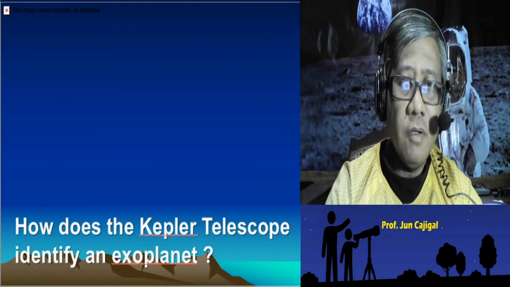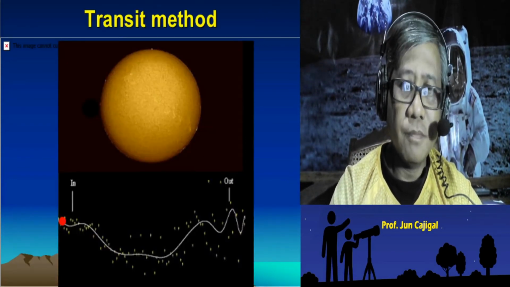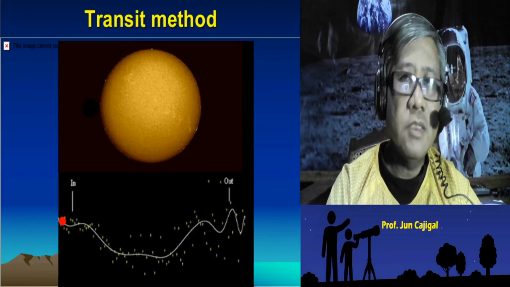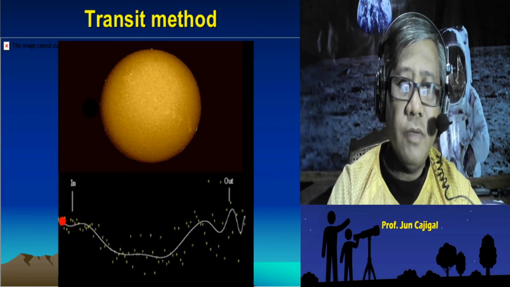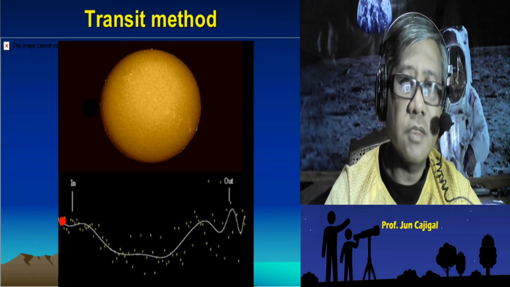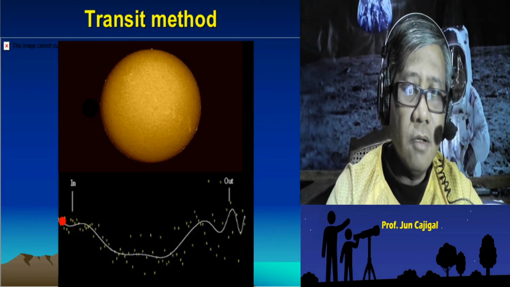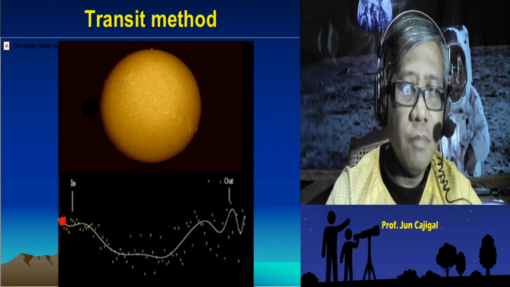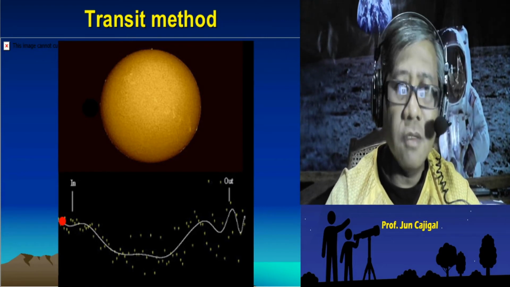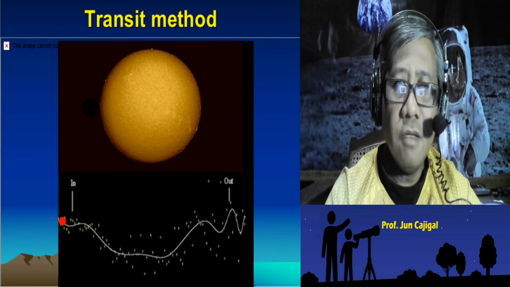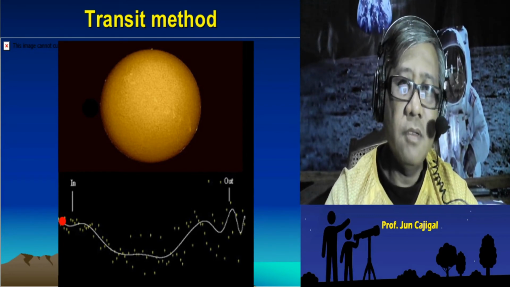How does the Kepler Space Telescope identify an exoplanet? Okay, one method is known as the transit method. Alright, so for example, let's say, ito yung star. Look at the picture, ladies and gentlemen, may star. Now, pag tinignan nyo yan sa Kepler Space Telescope, pag merong slight dimming o there's a decrease in brightness, isa lang ibig sabihin nun, may nag-block dun sa harapan ng image ng star.